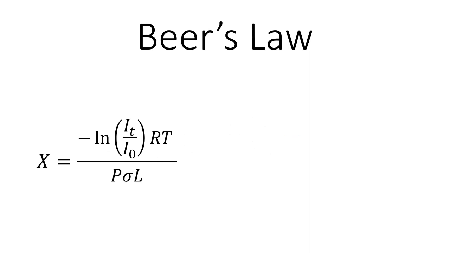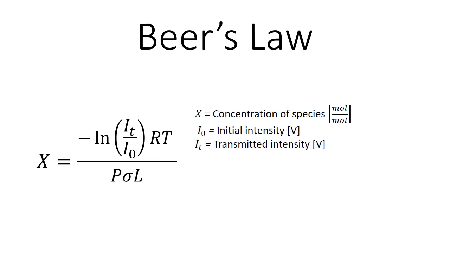For now, let's summarize Beer's law and add some units to this. So the concentration of your species that you're trying to measure, which is in moles of the species over total moles of your sample gas, is equal to the transmitted intensity over the initial intensity. And light intensity is typically measured in watts per meter squared, or some people would say perhaps candelas. And here I've listed this as volts.